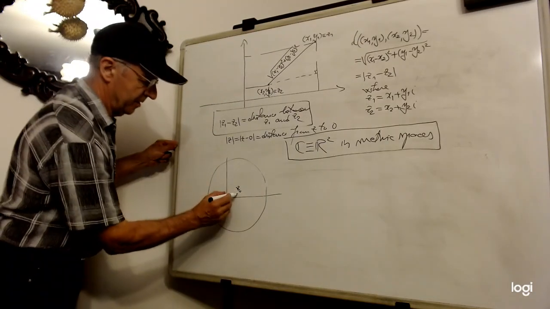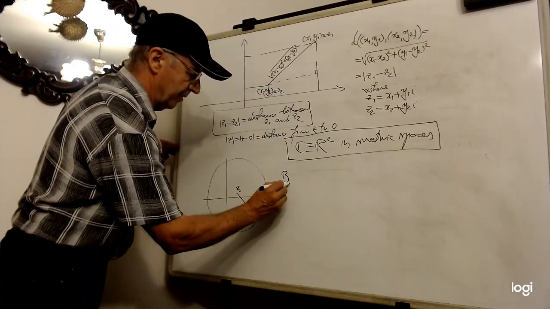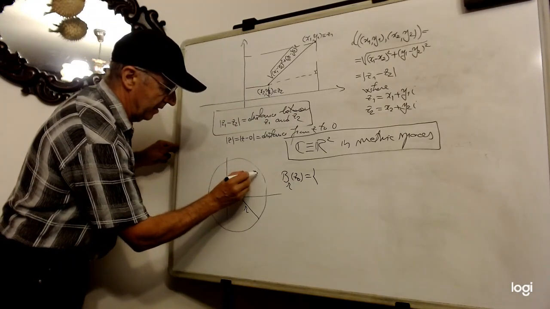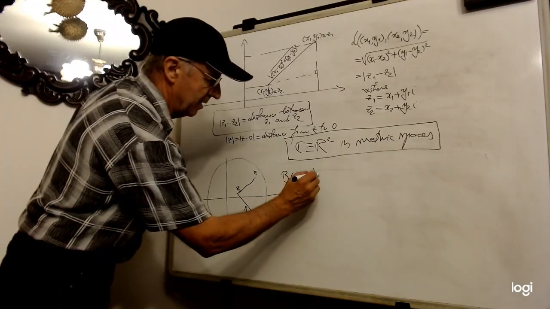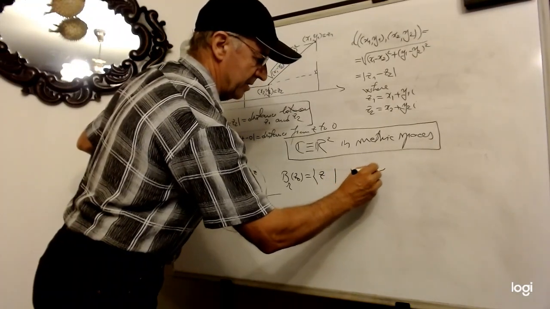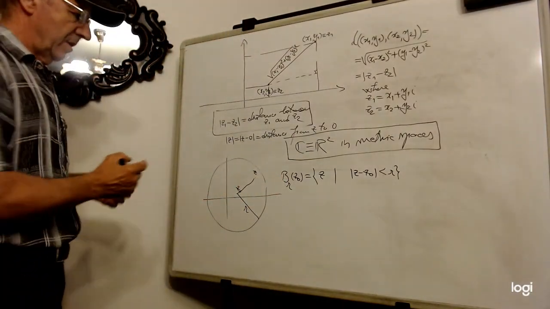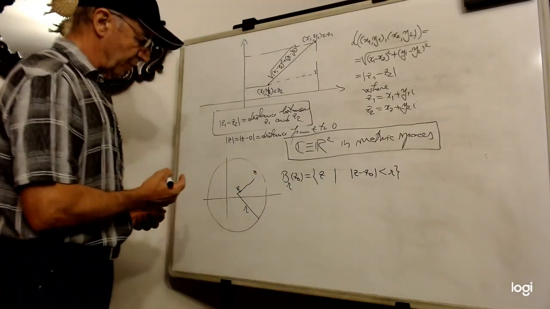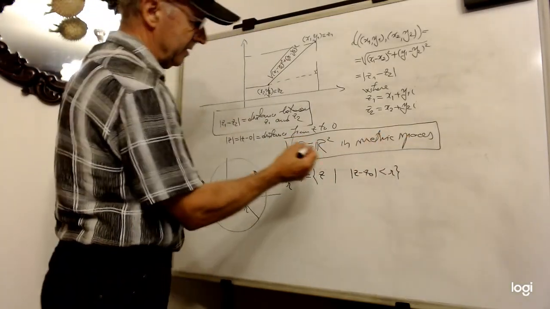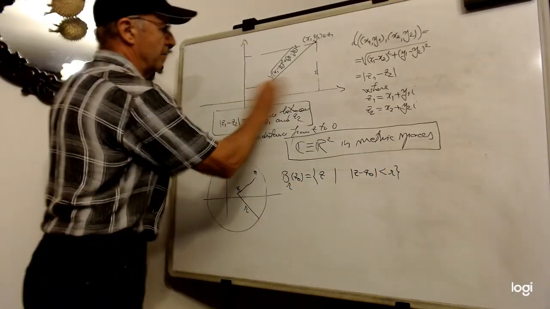Let us consider here z0 and radius R. We denote this disk in the following way, and it is formed by all the points z such that the distance between z and z0, that is, the modulus of z minus z0, is less than R. This is the disk of center z0 and radius R. The two spaces are identical as metric spaces, so they have the same topology in the space of complex numbers.